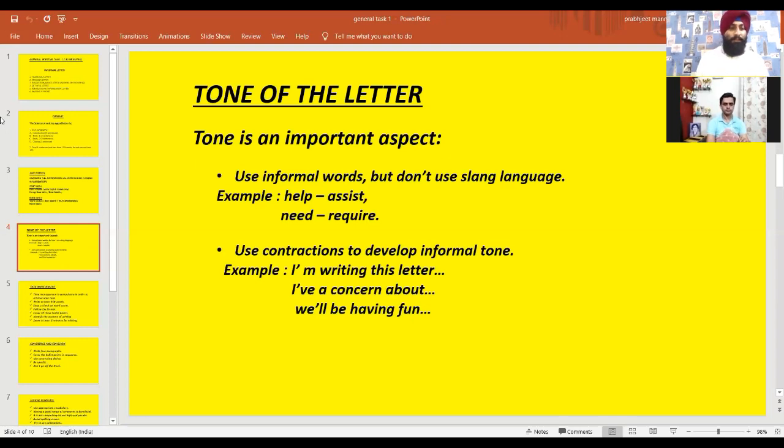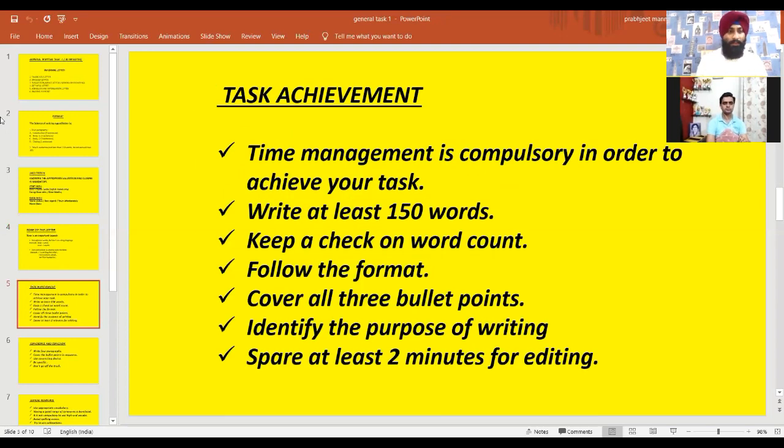Okay. Then the next thing is task achievement. See, everyone talks about task response and task achievement, but no one tells what exactly it is. So time management is compulsory, first of all, because you already know that you will have only 20 minutes for this entire task. Then, you are going to write at least 150 words, okay, there is no need to write 180, 190, or 200 words in your letter, because then you will be short of time for your task too. Always keep a check on your word count.